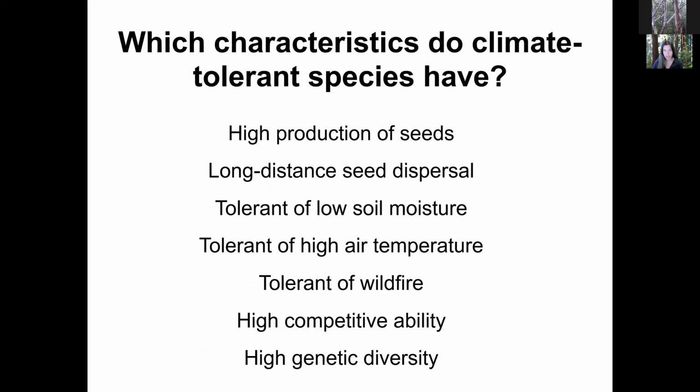And then we can look at the characteristics of different species. And we know that species that are likely to do well in the future are going to be able to disperse a lot of seed, disperse it relatively long distances. They're going to be able to withstand high temperatures and low soil moisture. They're going to have to be tolerant of more disturbance like wildfire. In general, be competitive species and have high genetic diversity.